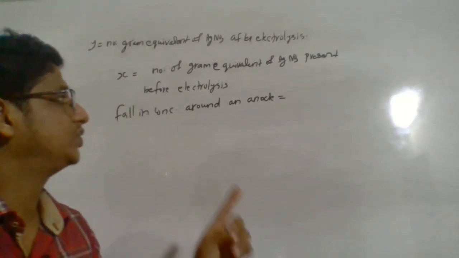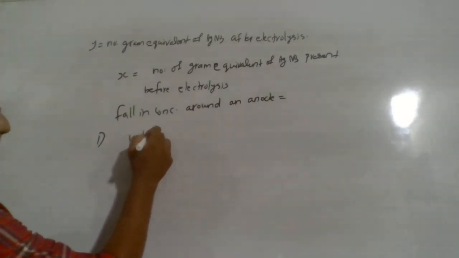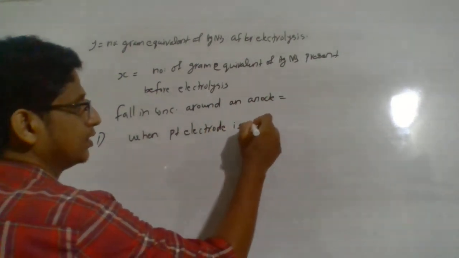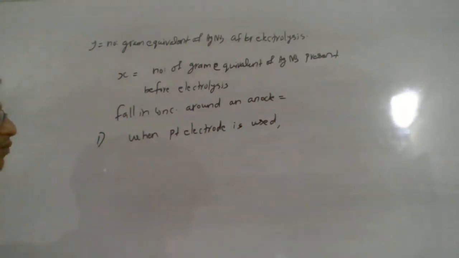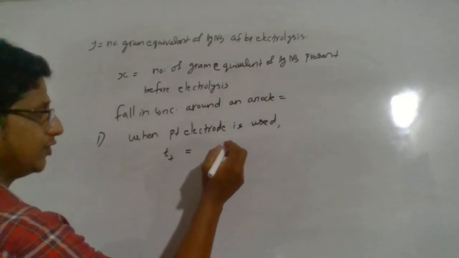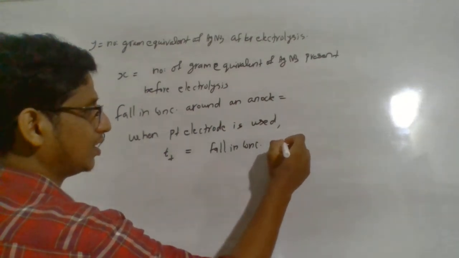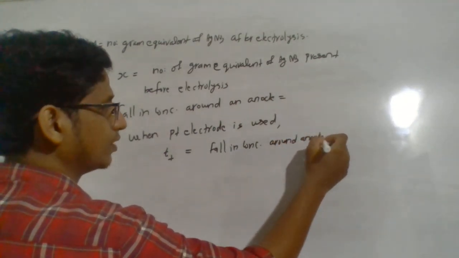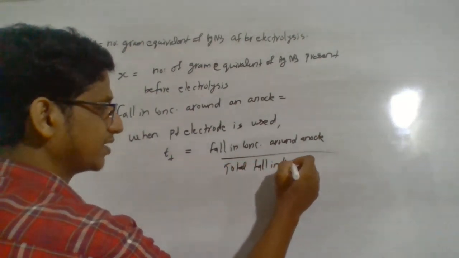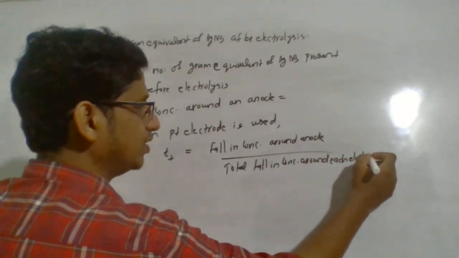So that's a point. Now just imagine two cases. When a platinum electrode is used, what will be the fall in concentration around the anode? How can you find the transport number? T plus will give you the fall in concentration around the anode divided by the total fall in concentration around each electrode. So this is the equation we are using.